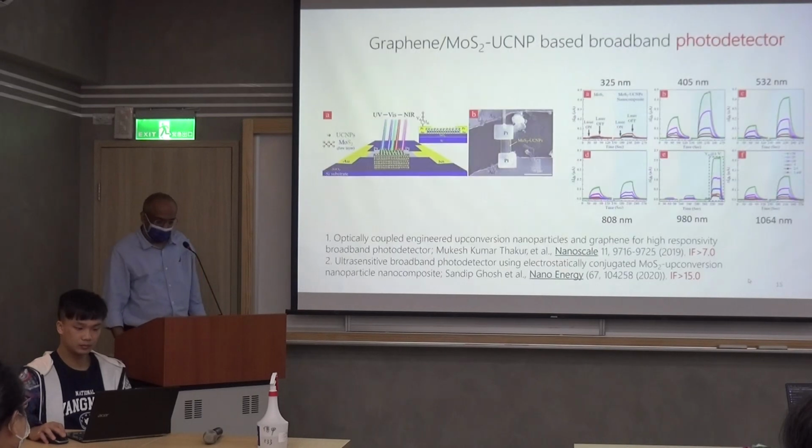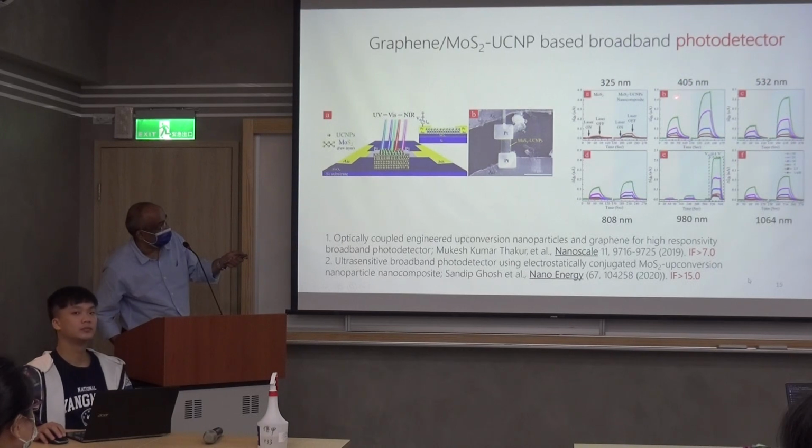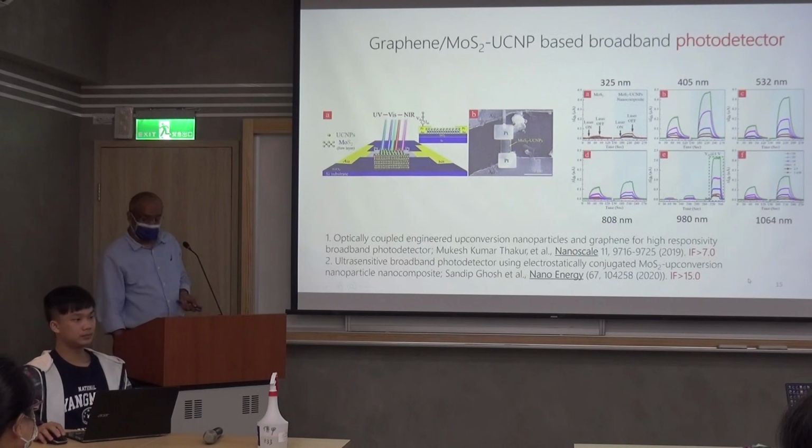This is one application. So you can see I can do broadband detection. This is my device. It's very, very small, a few microns square. So you can see ultraviolet light, blue light, green light, IR light. We can detect all of this light using just one photodetector. So we call it a broadband photodetector.